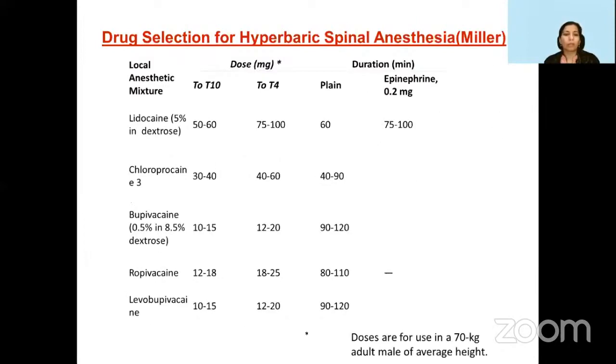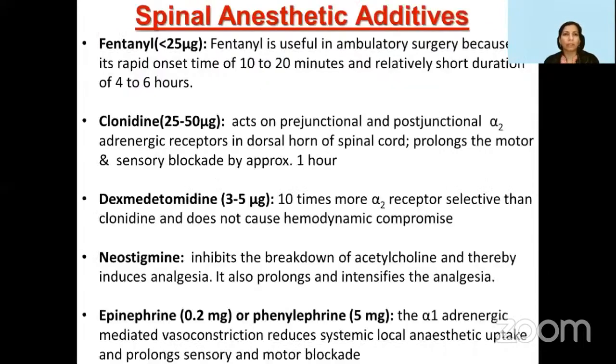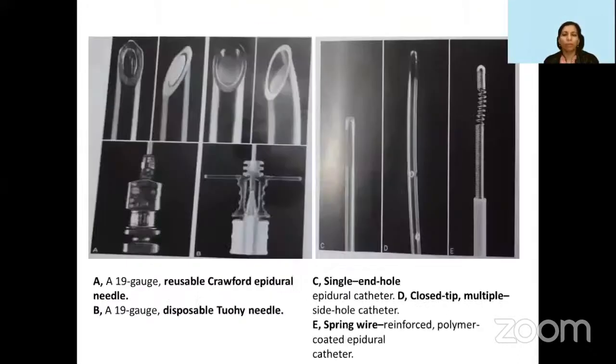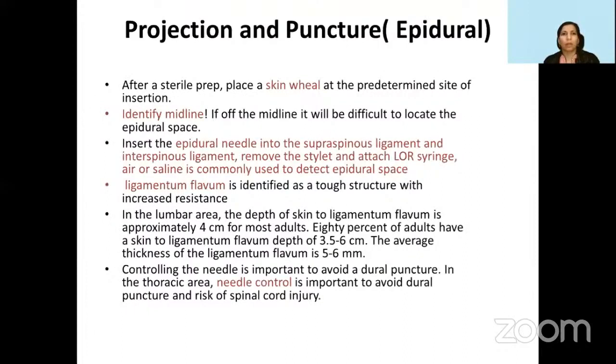Usually we use hyperbaric bupivacaine for spinal anesthesia, and various additives like fentanyl, clonidine, dexmedetomidine, neostigmine, and epinephrine are used as adjuvants to intrathecal local anesthetics. All of them decrease the onset time as well as prolong the duration of analgesia.